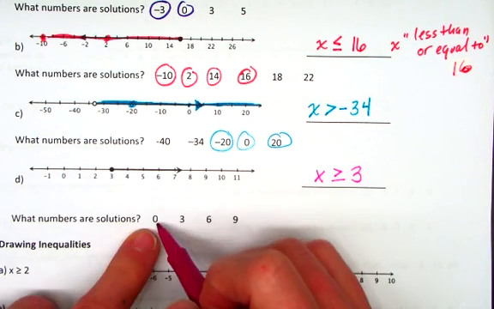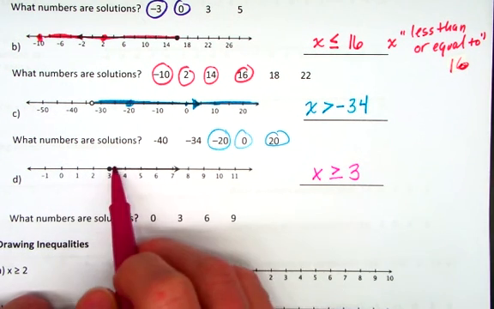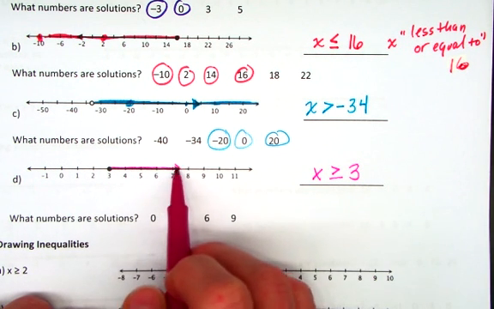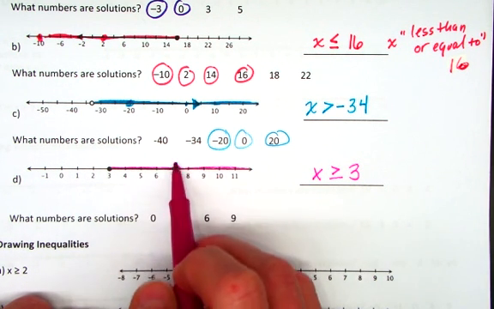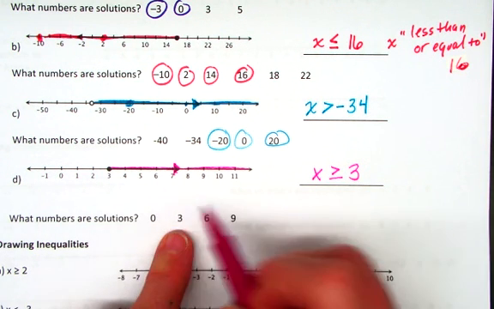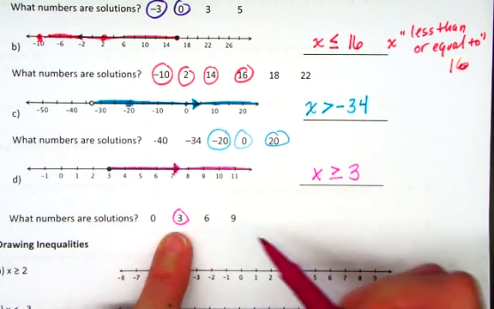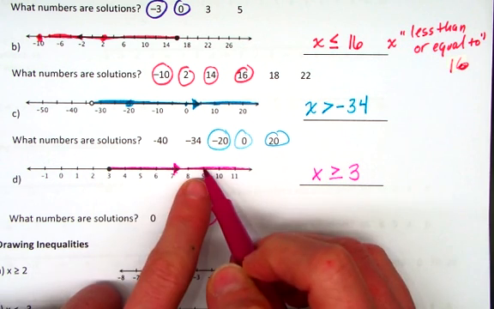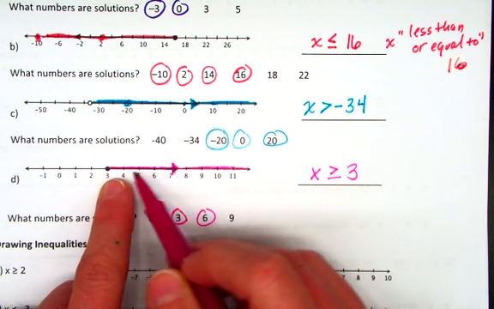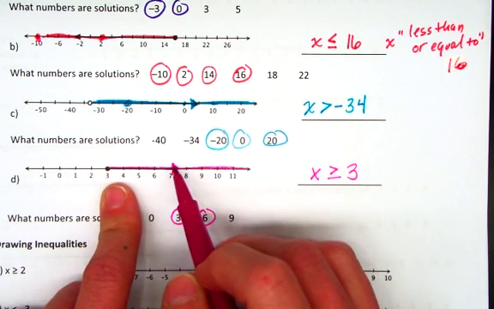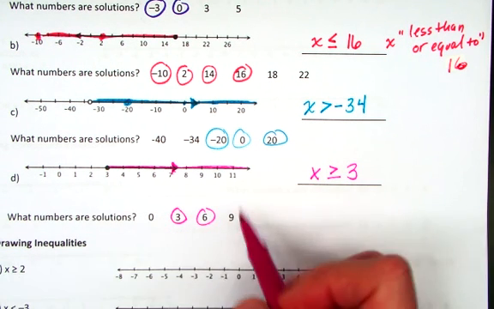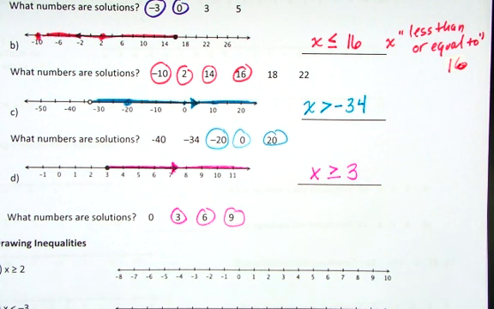0's right here. That is not a solution. It's not on my line. So my ray here goes to the right, and I know it's going to continue going because of this arrow. 3 is a solution this time because it's a filled-in circle. 6 is on there, and 9, even though it wasn't part of the original solution drawn, because of the arrow, it's implying that it's going on infinitely forever, so that would be part of the solution.